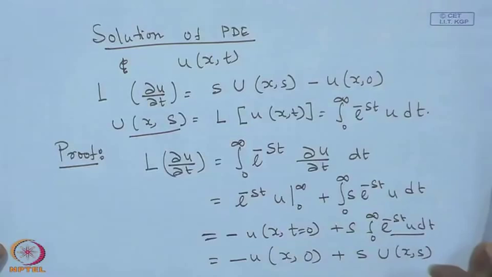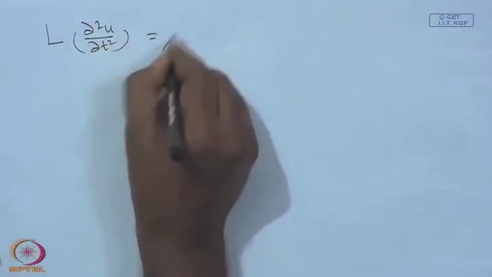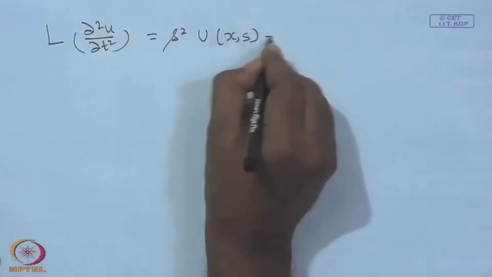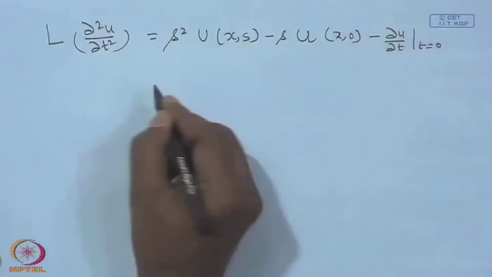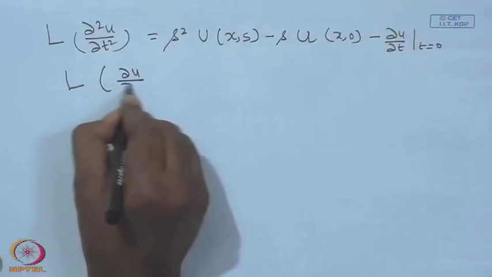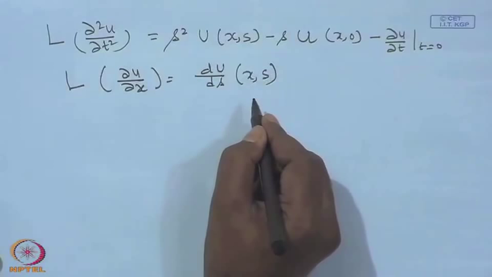Similarly, one can prove that Laplace of del square u del t square is the same as s square U(x,s) minus s u(x) at 0 minus del u del t at t is equal to 0. Similarly, one can prove Laplace of del u del x is nothing but dU/dx, where U is a function of x and s. So, this we can prove.